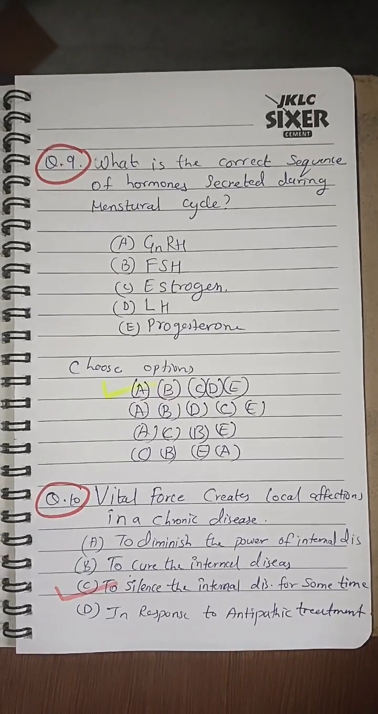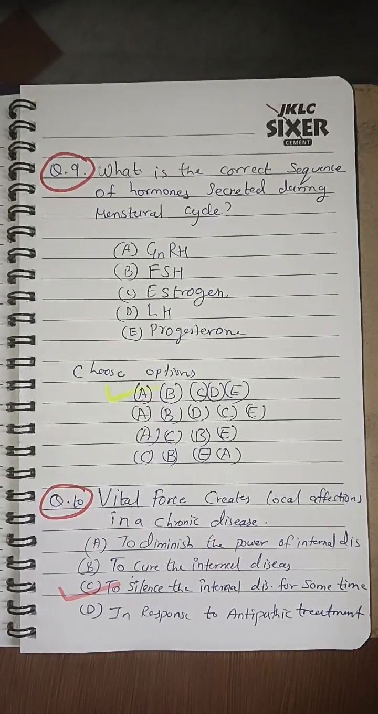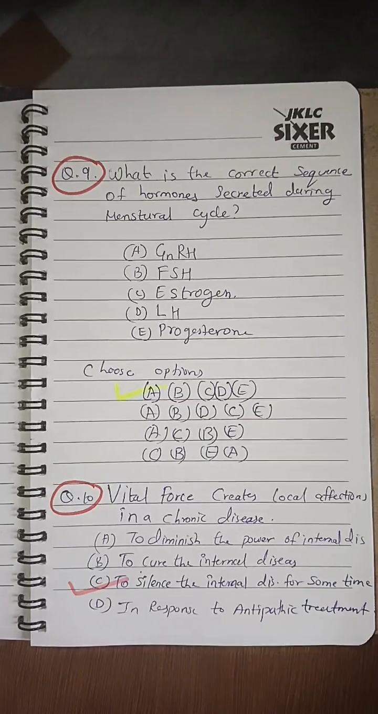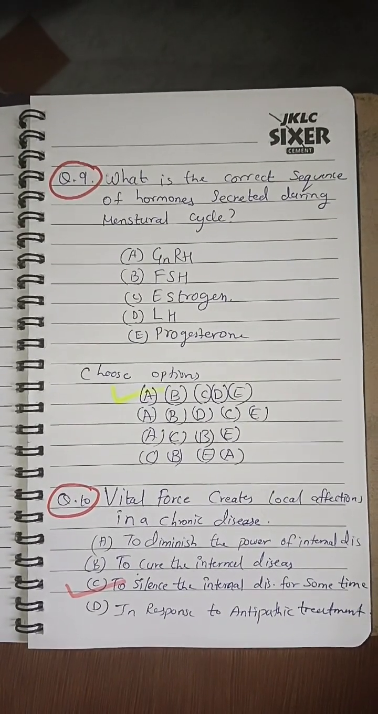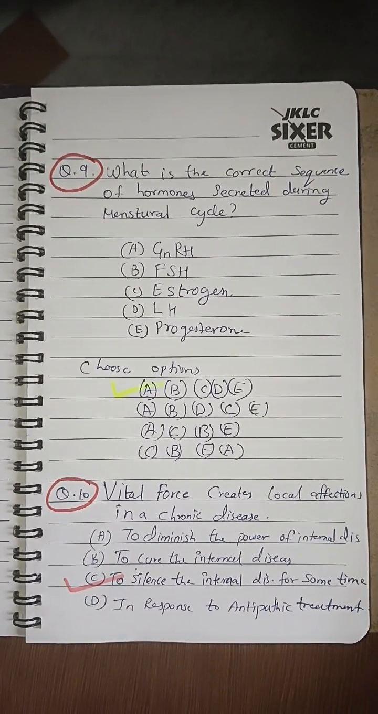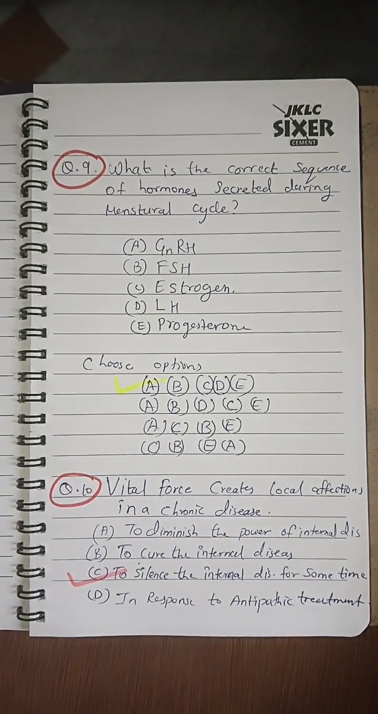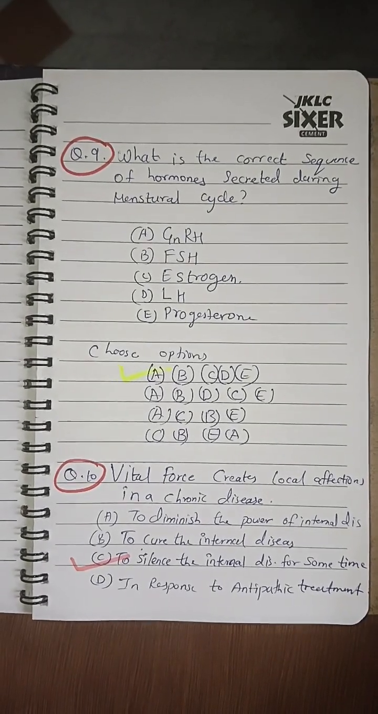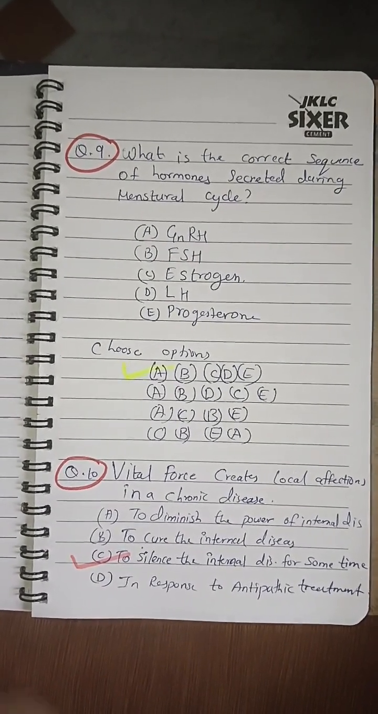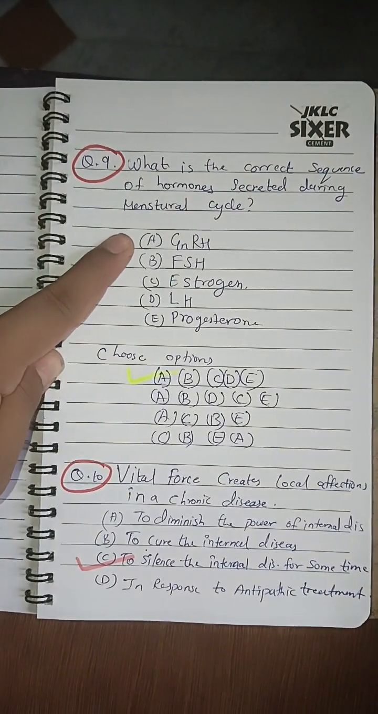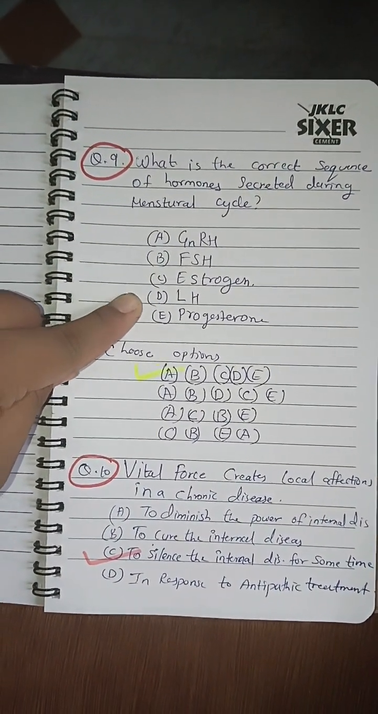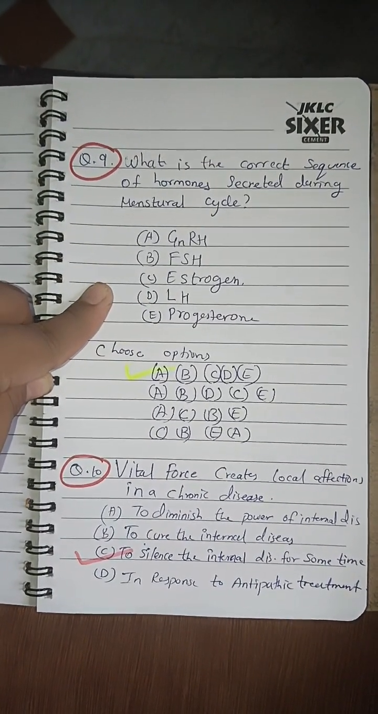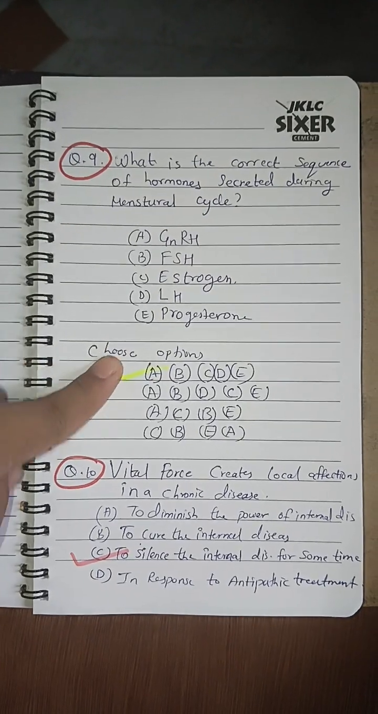Now question number 9 for this exam was, what is the correct sequence of hormones secreted during menstrual cycle? A. GnRH, B. FSH, C. Estrogen, D. LH, E. Progesterone. Choose the option. Option 1, A, B, C, D, E. This is the right sequence. That is, first GnRH is secreted, then FSH, then estrogen, then LH, and progesterone. This is the sequence of hormones secreted during the menstrual cycle. So option 1 is the correct answer.